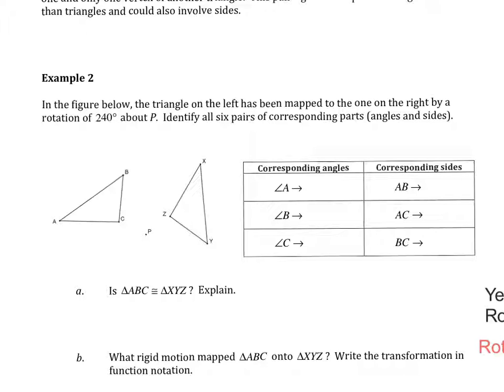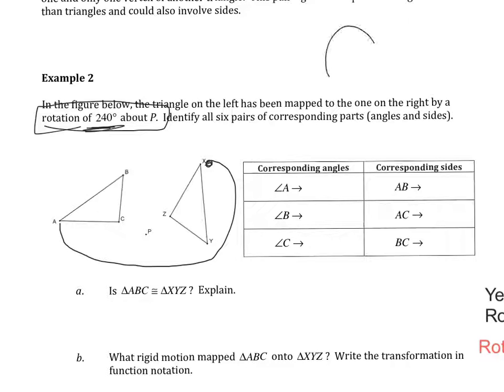Basically, it's talking about if we took this first triangle and rotated it 240 degrees about point P. Now this looks a little confusing because when I first looked at this, I was thinking that the triangle was rotating this way, and that would be approximately 120 degrees, but actually it's rotating this way 240 degrees, almost all the way around to this point here. So remember, when it says 240 degrees, we're talking about going in the counterclockwise direction.